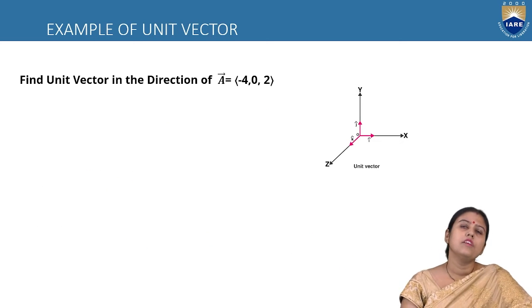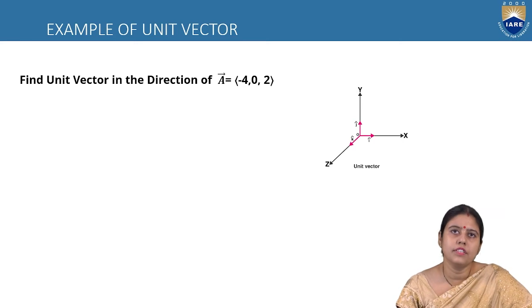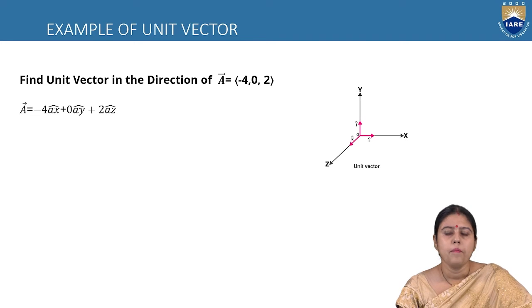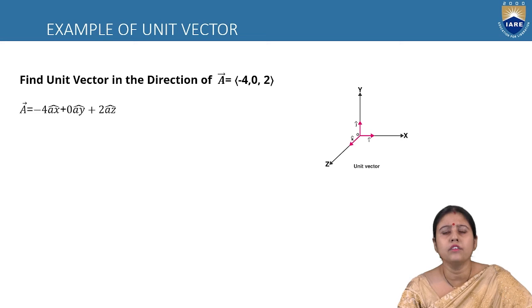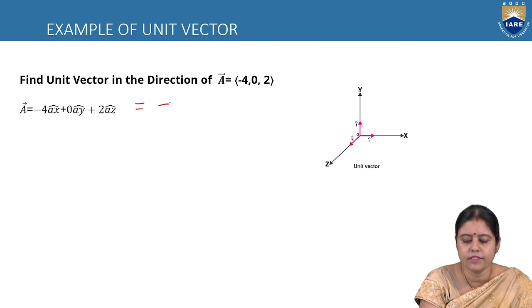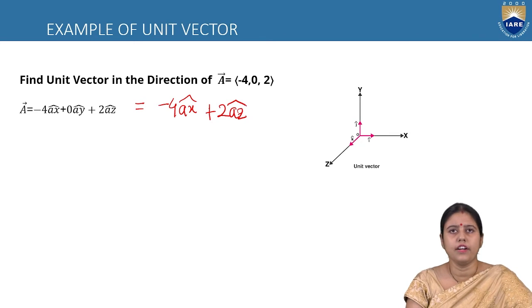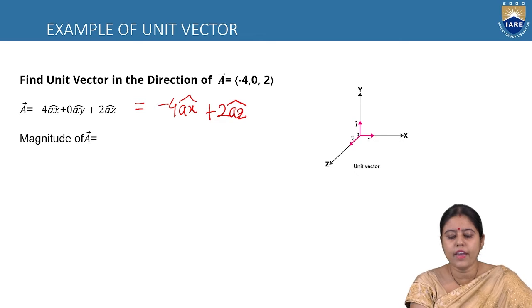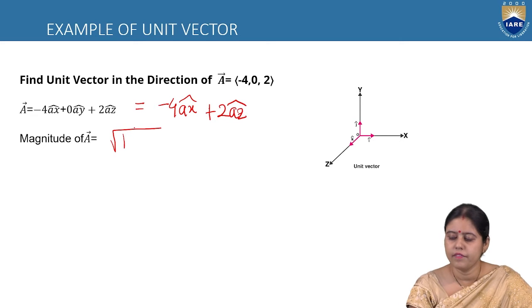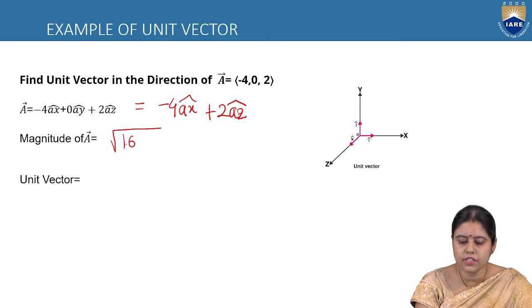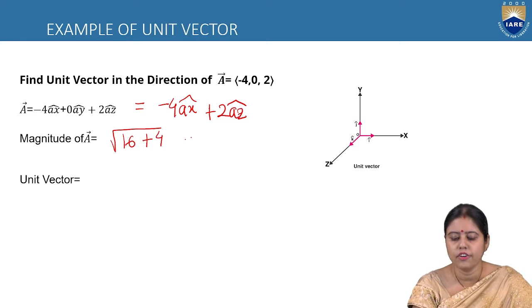Another example. So what is the position vector? Minus 4ax. There is no y, so 0ay plus 2az. Or you can write it like this, which is also correct. Now what will be the magnitude of a? The magnitude of a will be 16 plus 4, so it is root 20.